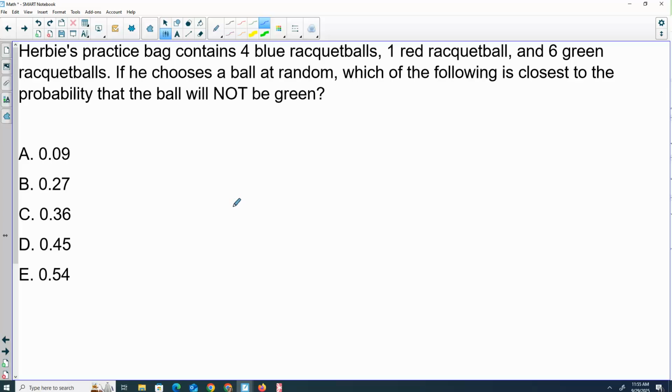Alright, there's usually some basic probability questions on the ACT. Probability is basically a fraction. The numerator is the number of outcomes you want. So how many times does the right thing happen? The denominator is the total number of outcomes.